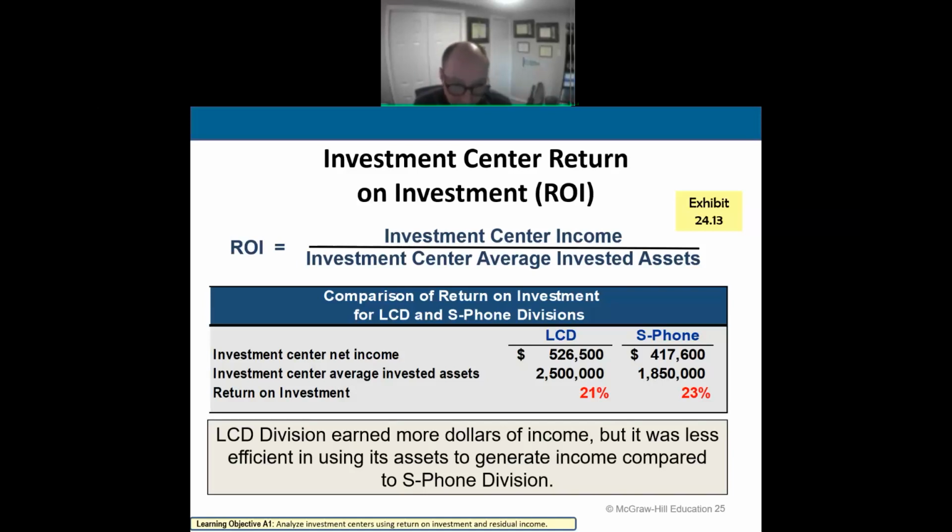In looking at this information of ROI, as a manager, I can make a decision whether to continue selling that product or not.